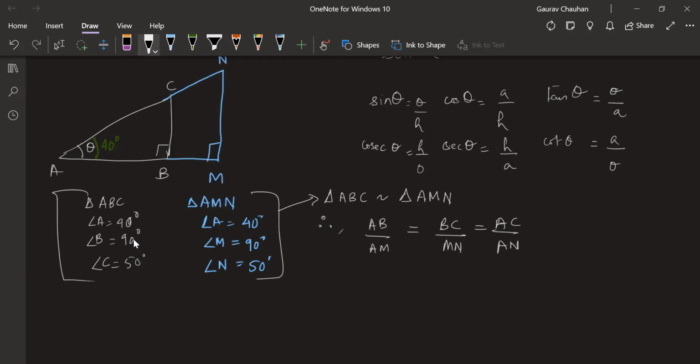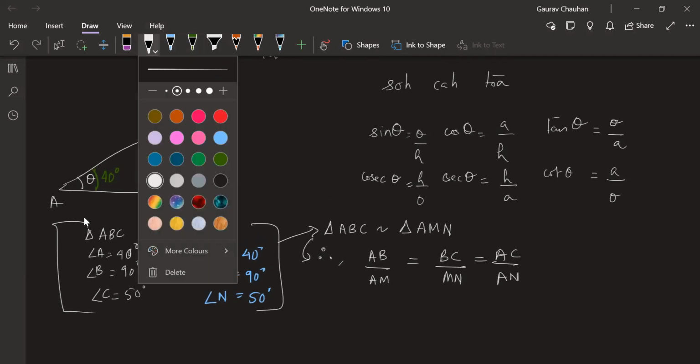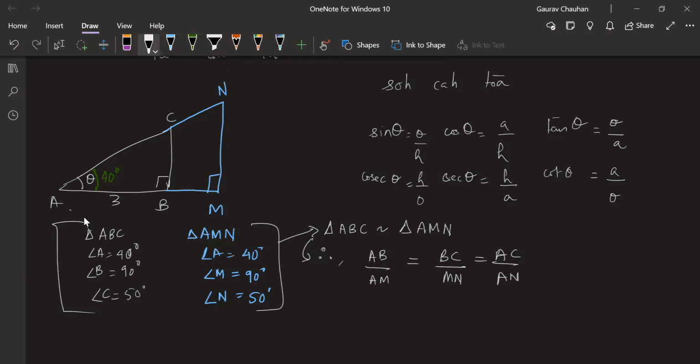This leads to them being similar, and that leads to the ratios of the corresponding sides being equal. For example, suppose this is 3, 4, and 5, the bigger triangle could be, multiplying by 1.5, 4.5, 6, and 7.5. I'm just multiplying each number by 1.5.